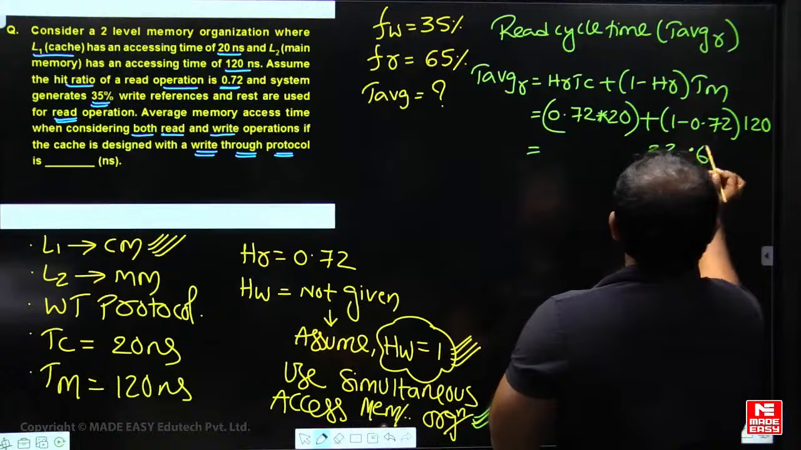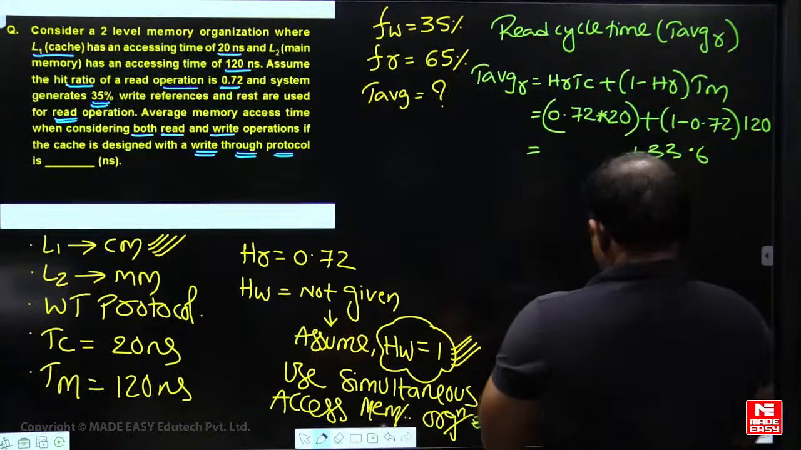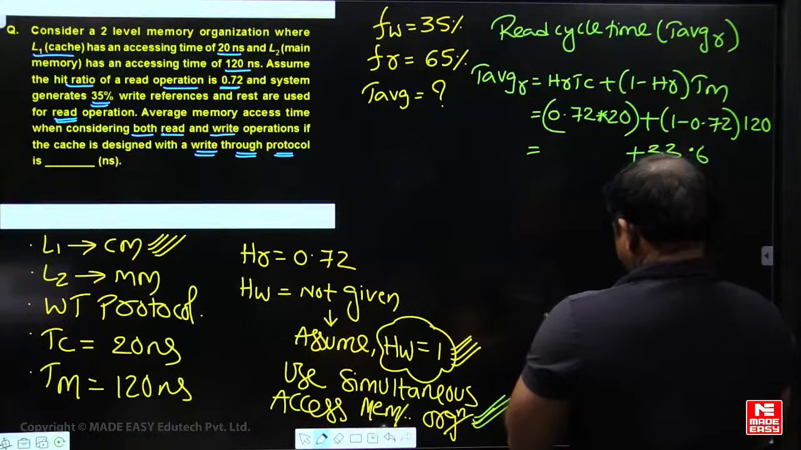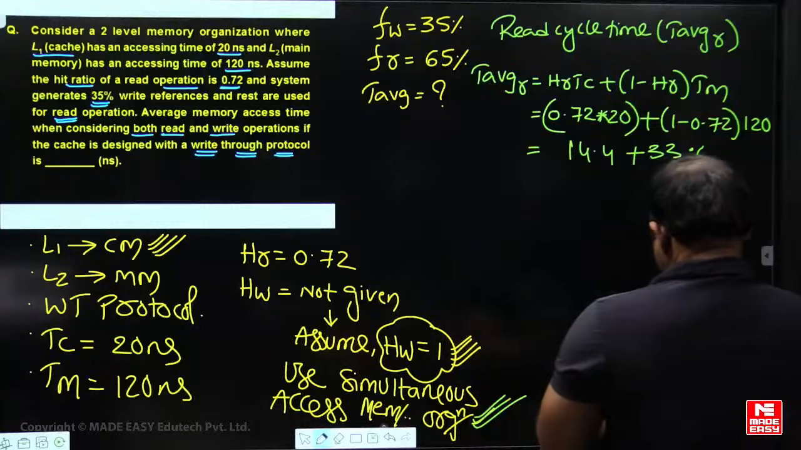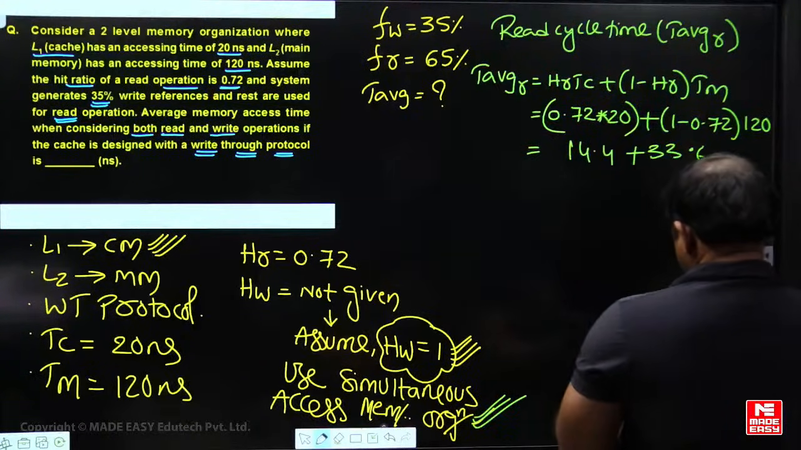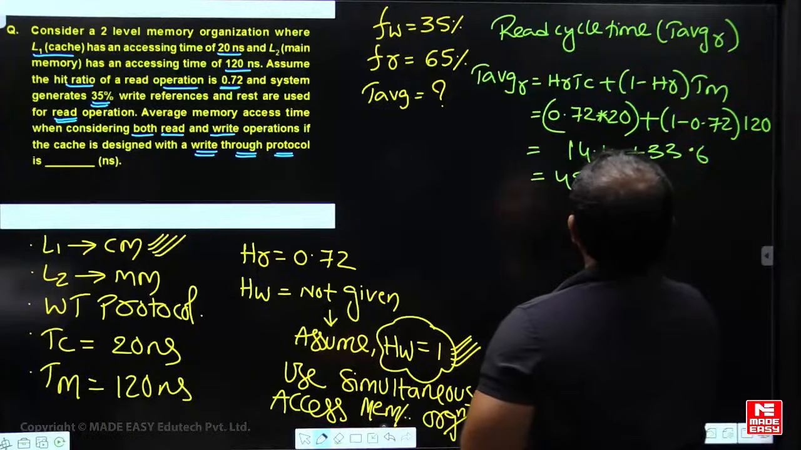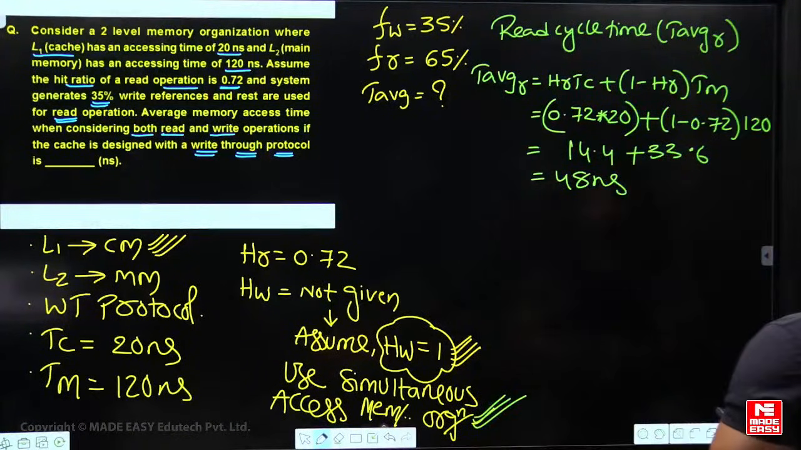$33.6. 0.72 into 20.14 equal to 48. Verify.